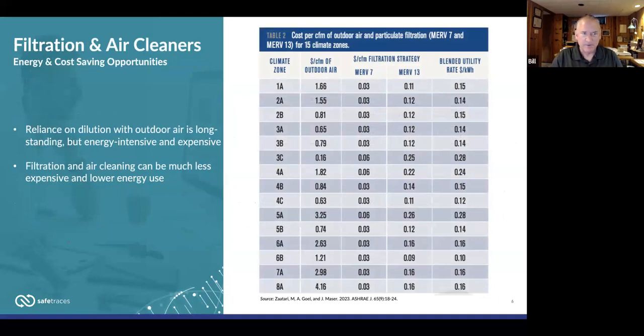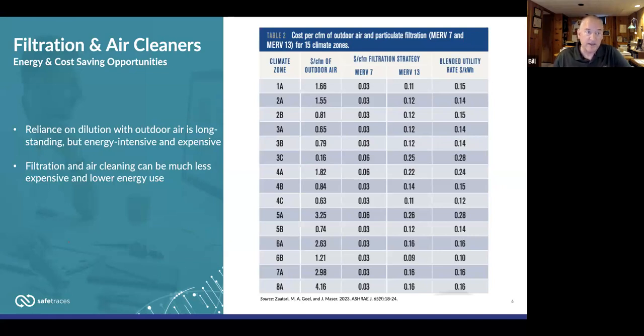All right, so filtration and air cleaning versus outdoor air. This is one of the key issues in Standard 241, and it's really why we use equivalent clean air, because there are big differences in energy consumption associated with equivalent levels of control of a given type of contaminant. That's illustrated by this kind of busy table from an article published in the ASHRAE Journal just this month by Marwa Zatari and colleagues.